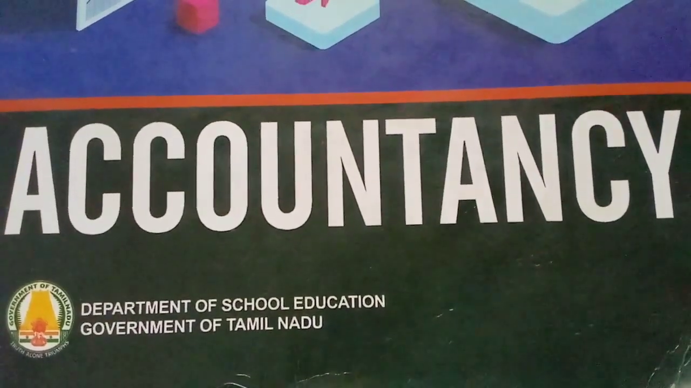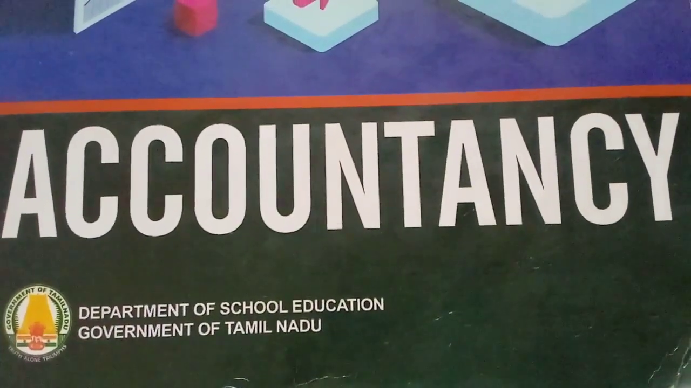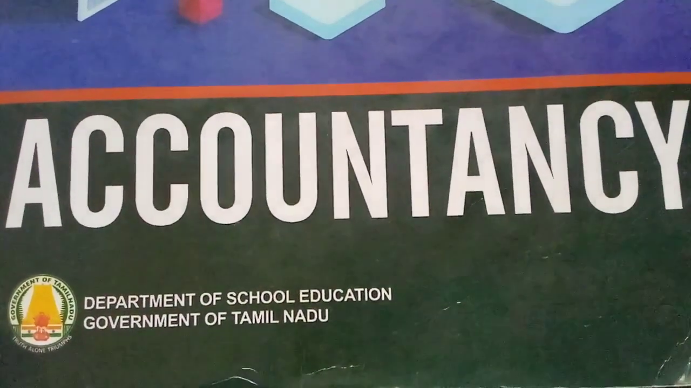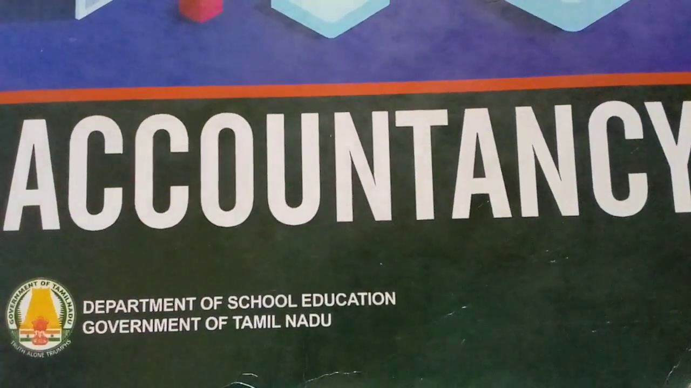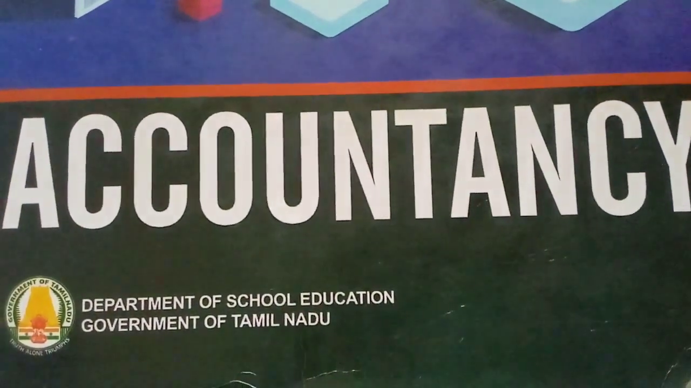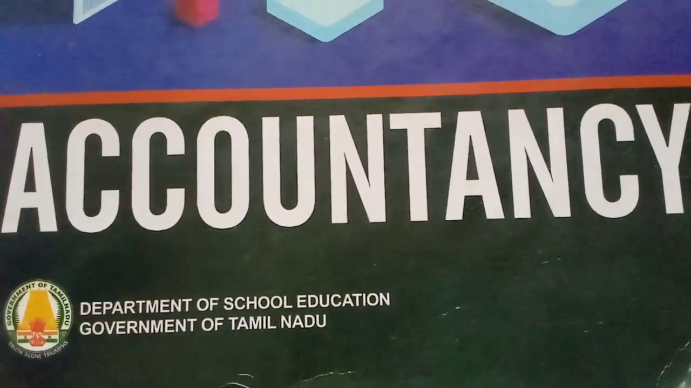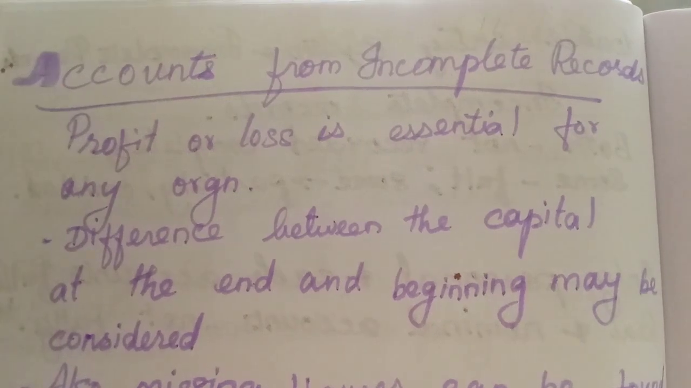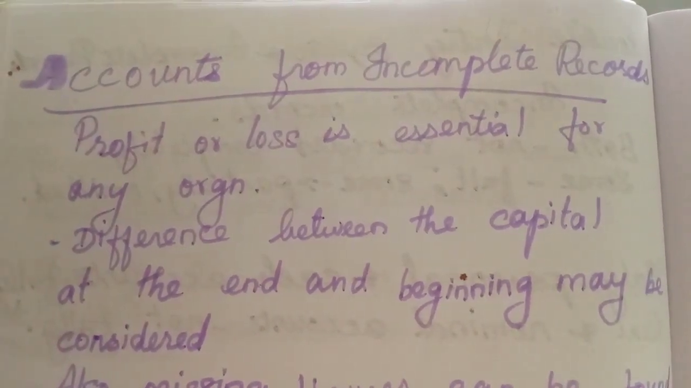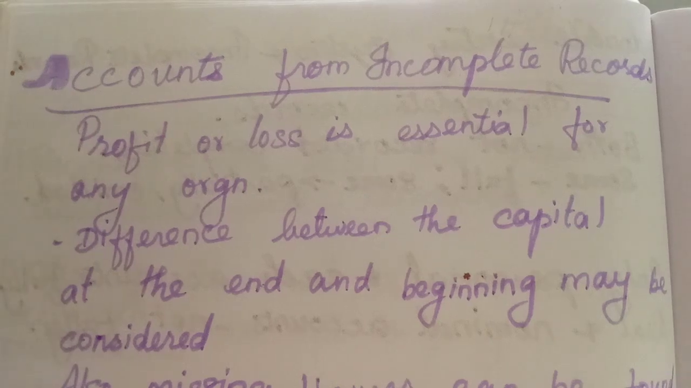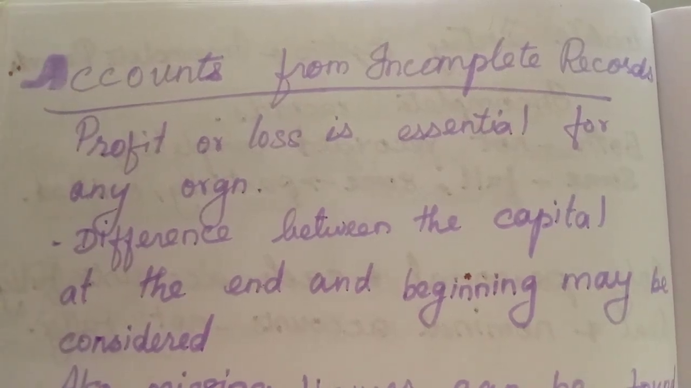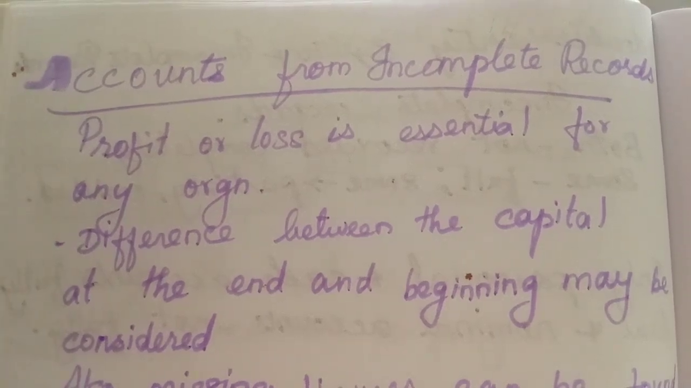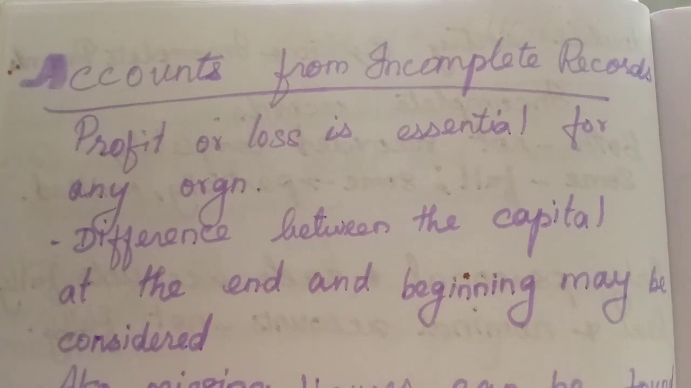Whatever be the system of recording, each and every businessman wants to know what profit or loss he earns. That is what he wants to find out. That we will see today. To calculate the profit or loss of the business concern, the proprietor may have some information in his incomplete records and some information he may have in his memory. So these two he will be following to calculate his profit or loss.